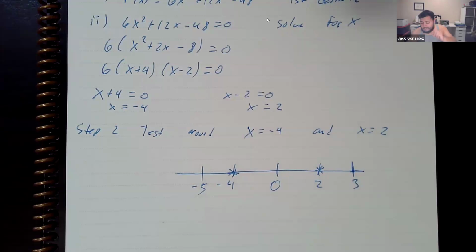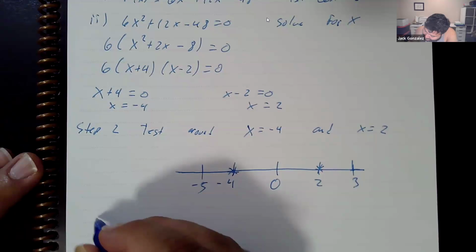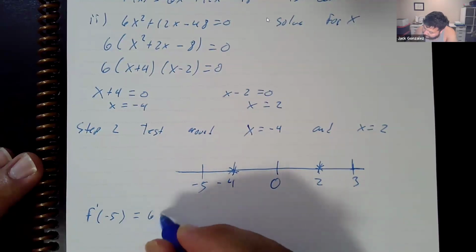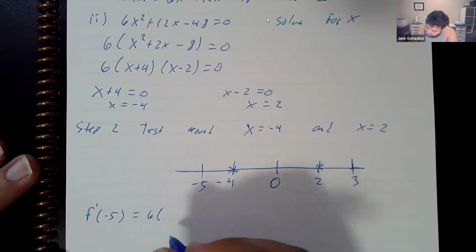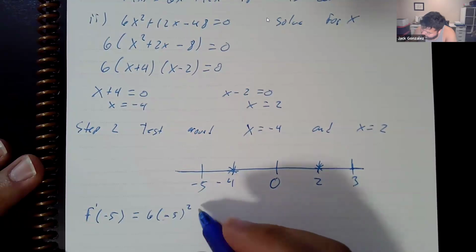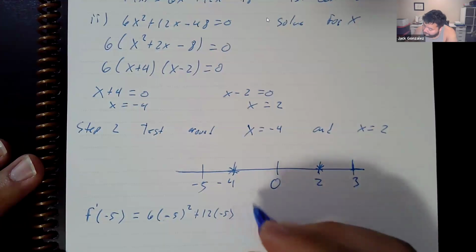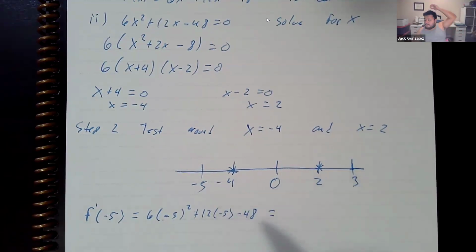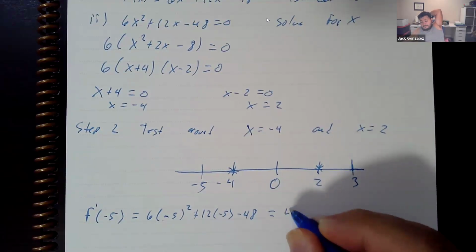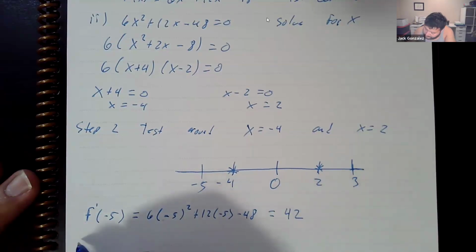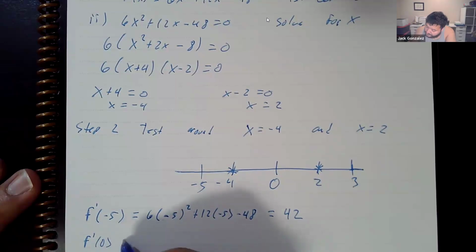Okay. Here we go. Okay, so let's do -5 first. So that'll get us what? 25 times 6 plus a -60 minus 48. It's 42, right? I think so. It's an easy one.